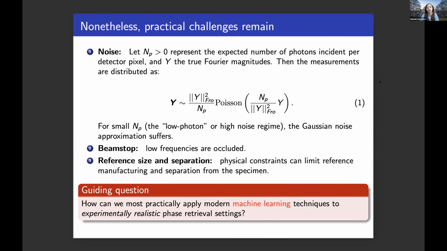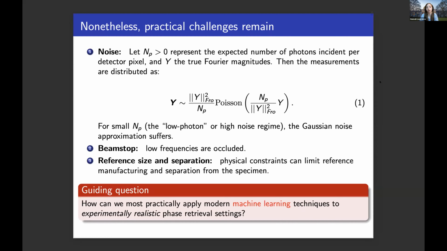First of all, it's a very high noise regime. The noise is not Gaussian distributed. It's actually distributed according to a Poisson distribution. The Gaussian approximation only holds in the high photon regime. There's also a beam stop, so to protect the detector, you lose low frequency information. It's just occluded. And finally, due to physical constraints, you may not actually be able to place the reference object sufficiently far from the unknown object.